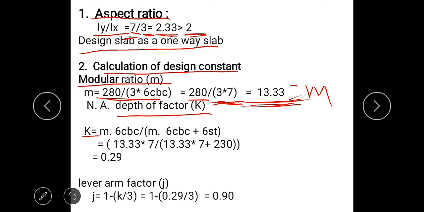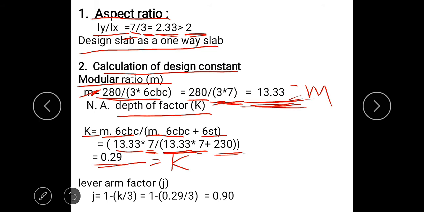The value of k is equal to m sigma CBC divided by m sigma CBC plus sigma ST. Here the modular ratio m is 13.33, sigma CBC, the permissible stress in concrete, is 7, and sigma ST, the permissible stress in steel in the tension zone, is 230. So the value of k is 0.29.